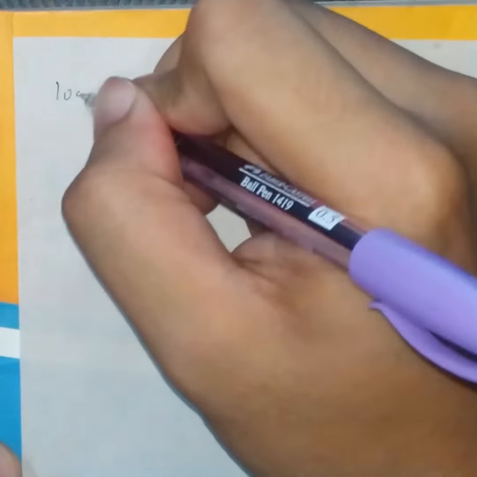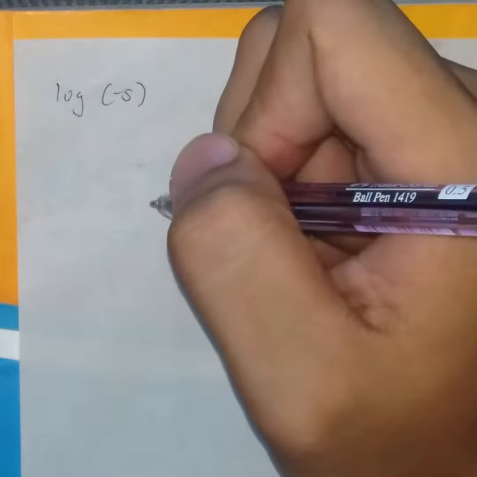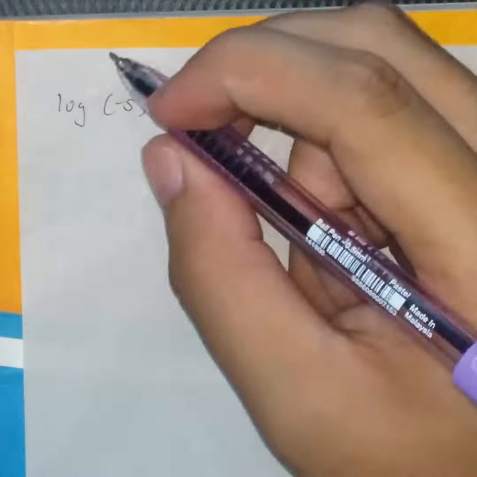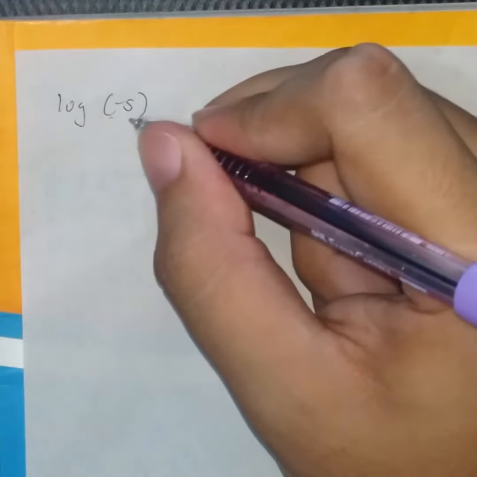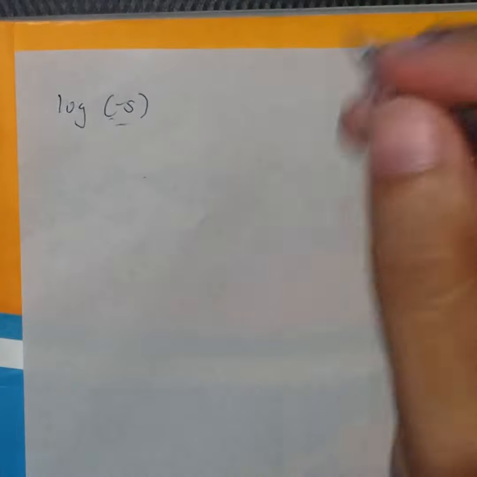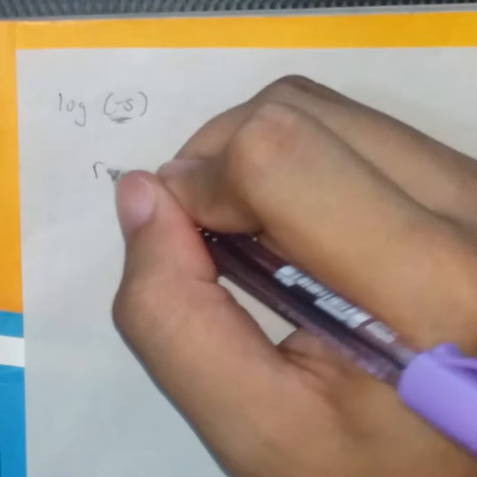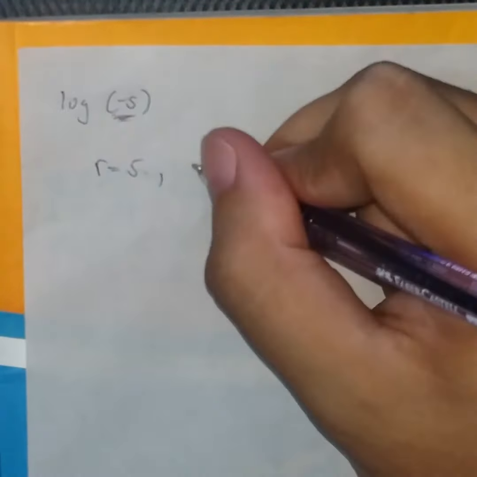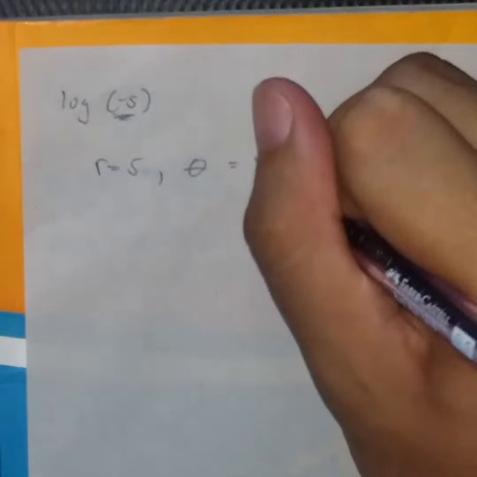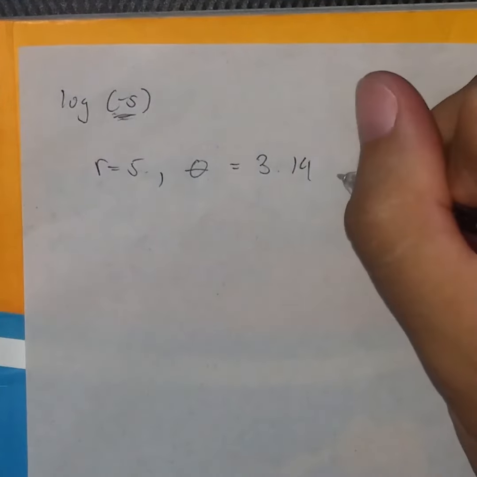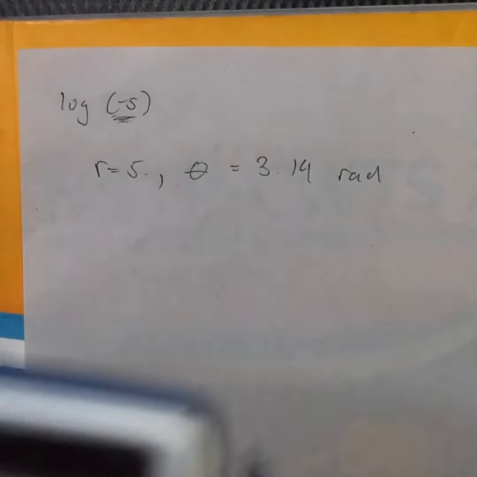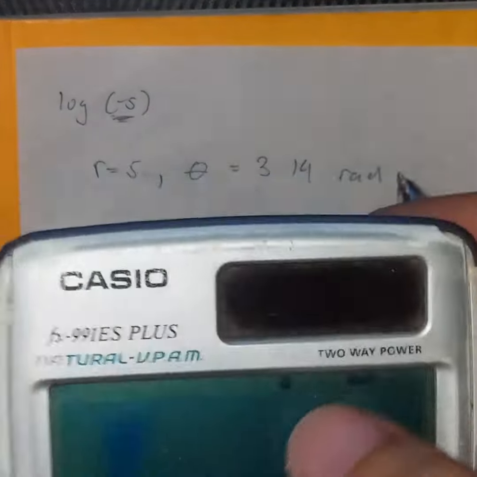So next problem is to determine the value of log of negative 5. So first we convert negative 5 into polar form. So in your calculator, we get r is equal to 5, and your angle should be 3.14. This is in rad. So I'm going to check using the calculator. So this is already in rad.